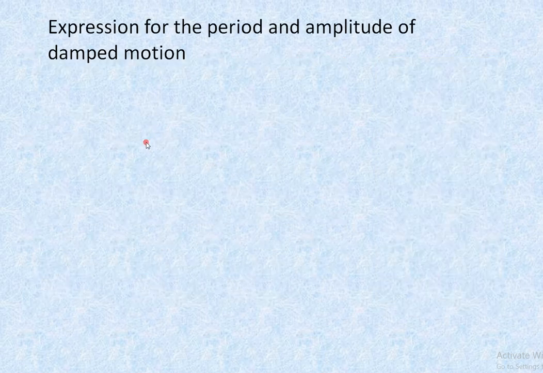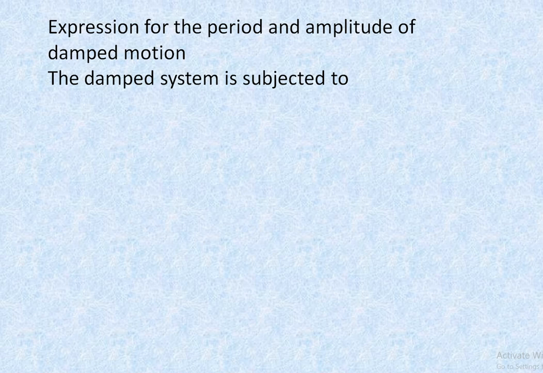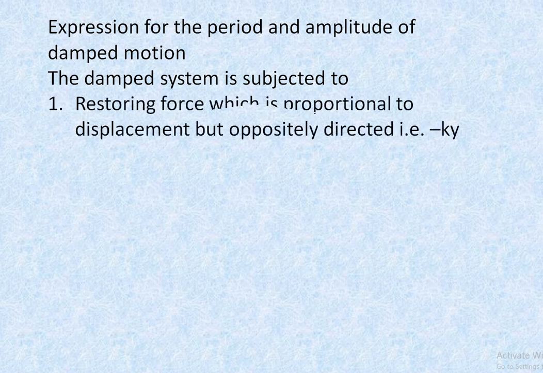Now we have to find out the differential equation of this damped vibration. The damped system is subjected to two forces. One is restoring force and second is frictional force. The first force acting on the damped system is restoring force, and this restoring force is proportional to the displacement but oppositely directed. So this restoring force is denoted by Fr, which is equal to minus ky. This negative sign indicates that the restoring force and the displacement are oppositely directed.